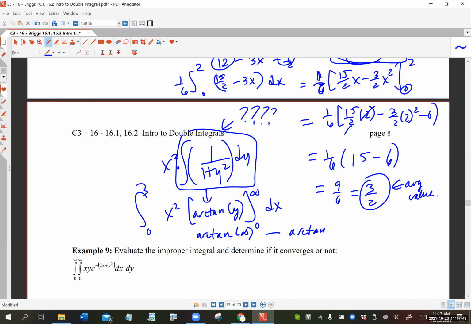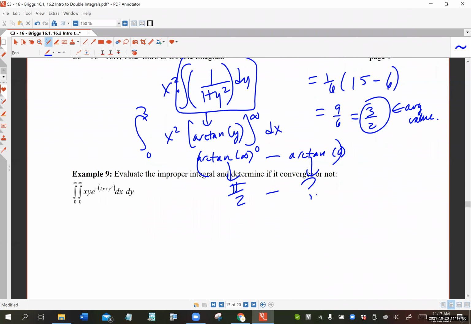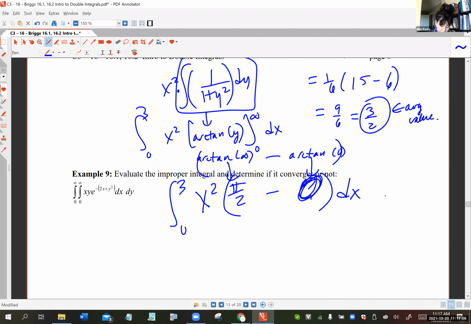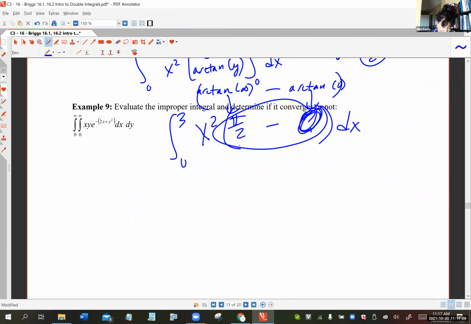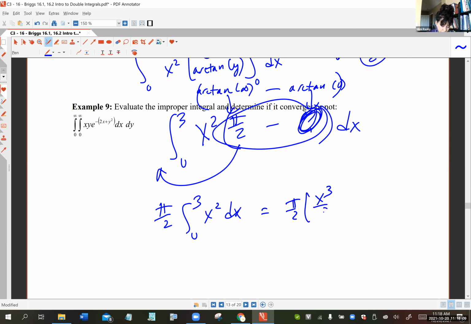Pi halves. Very good. And how about arctan of 0? 0. Good. And you still have an x squared here, and you're still going to integrate the outermost integral with respect to x. And then this is just pi halves, so I'm just going to pull it out in front. It's just a multiple, and now we have an easy peasy calculus 1 problem. Hey, how do you integrate x squared? This is not a trick question. Okay, x cubed over 3.